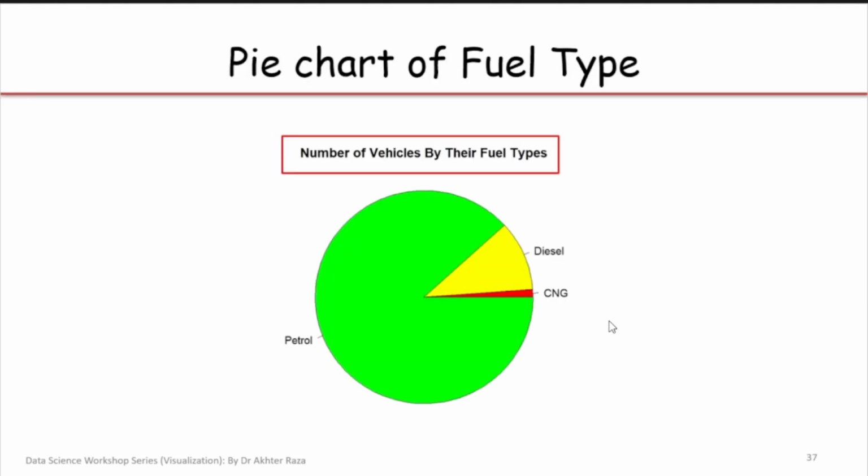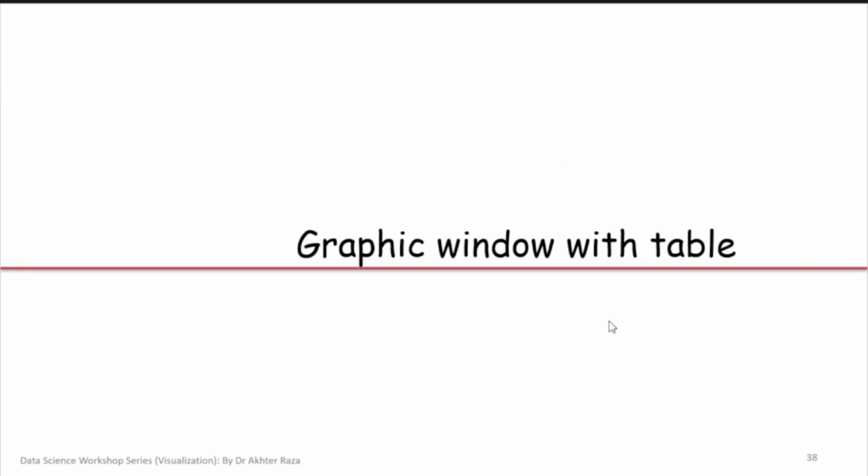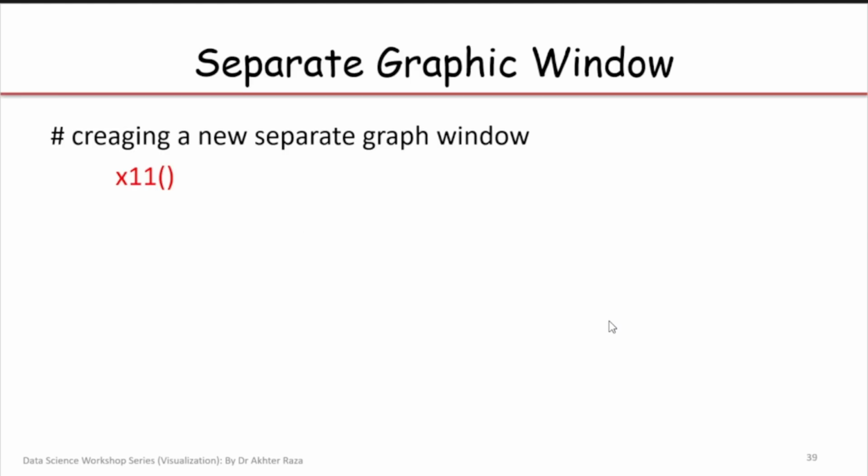Similarly, you can use the X label and Y label functions with the pie chart as well. How to generate the graph in a separate window? The command is X11. X11 will generate a separate window, and then the subsequent plotting commands will be displayed in this new window.